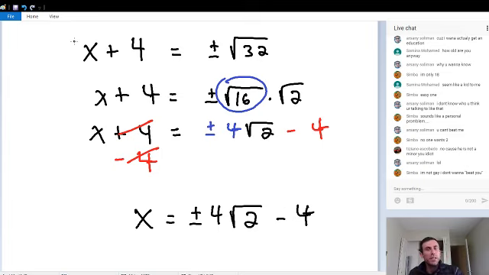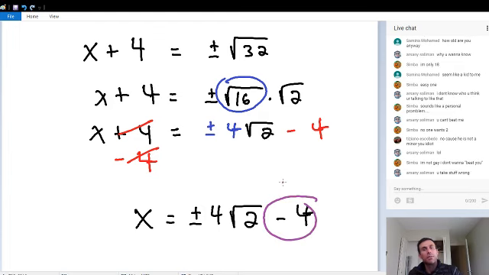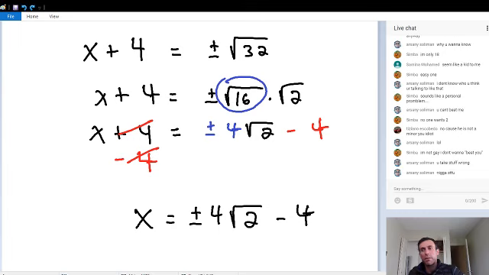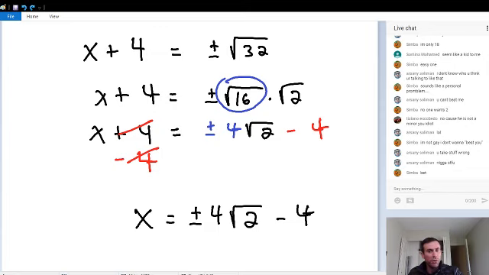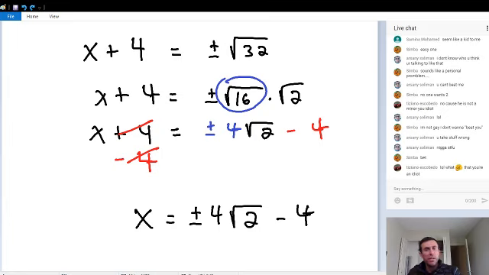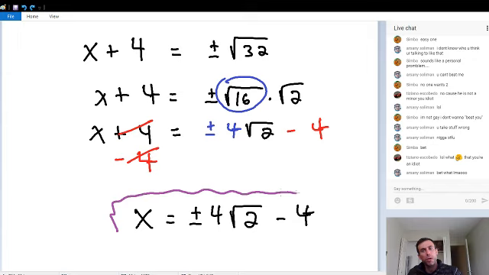All right, and this actually can be simplified even further. We could actually factor this. Notice how both of these terms have a 4 in common. Because they have a 4 in common, we can factor this even further. But just to save some time, I'm not going to show you guys how to factor this, but you can factor out a 4 if you want. It'd be plus or minus 4 times the square root of 2 minus 1. So this is the solution to our problem.